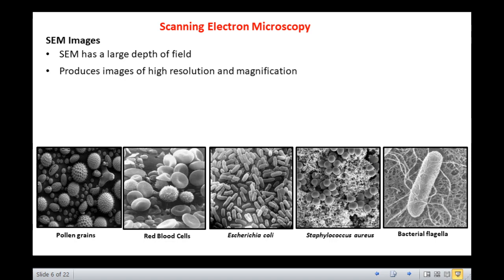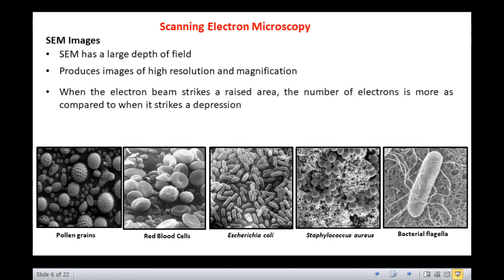The number of secondary electrons reaching the detector depends upon the nature of the specimen surface. When an electron beam strikes a raised area, the number of electrons is more as compared to when it strikes a depression. Therefore, the raised areas appear lighter on the screen and depressions appear darker. A clear and focused topographical image of the sample is produced. Each element in the sample appears as a different shade from almost black to white.